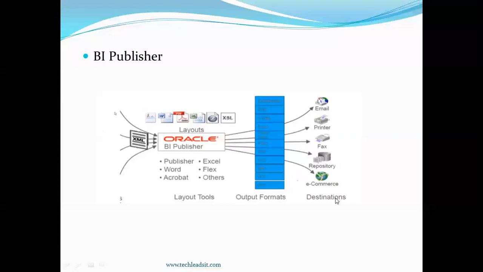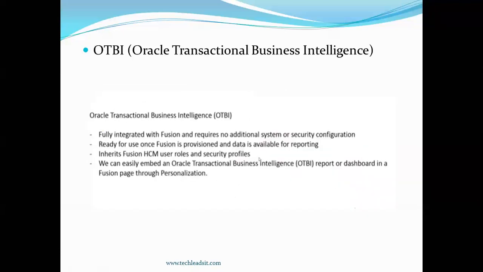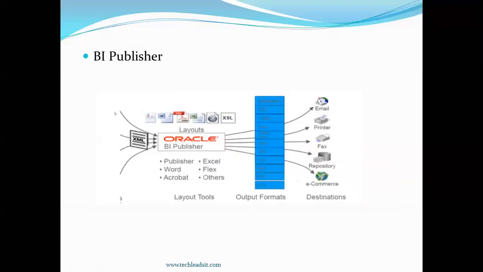And for this bursting, Oracle provided a set of instructions: how we can send an email, how we can configure a printer, how we can do it for fax, and for a specific output, how we can send an output to UCM. We can configure these by using destinations. These are the reporting tools available, OTBI and BIP.